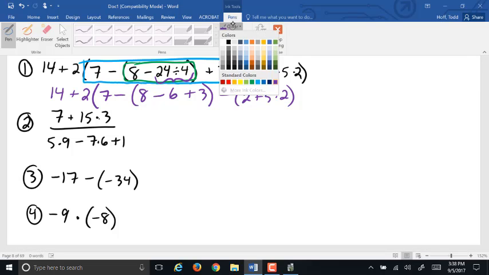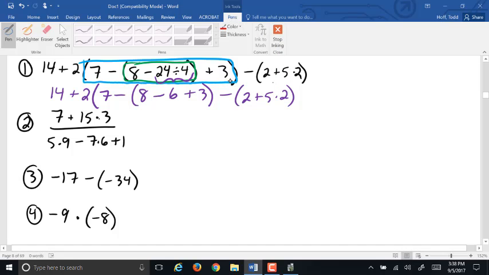Okay, so now here we're still working inside that inner set of parentheses. What do we have to do next? Just left to right, it's all addition and subtraction. So 8 minus 6 is 2. I'm going to cheat and just erase them and replace them with a 2. And then 2 plus 3 is 5.